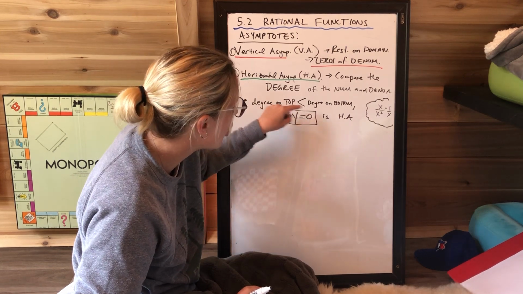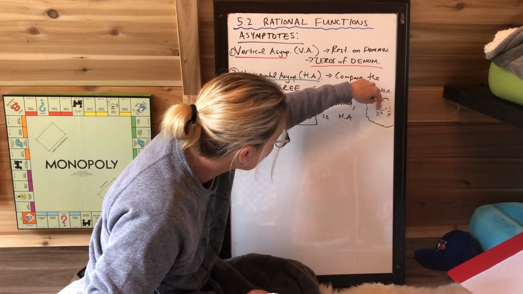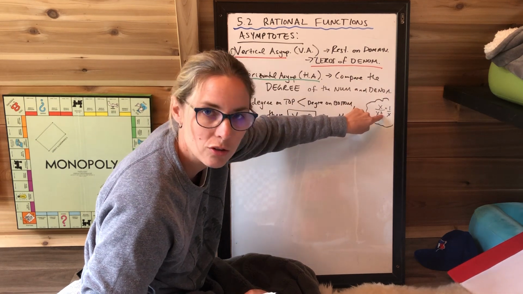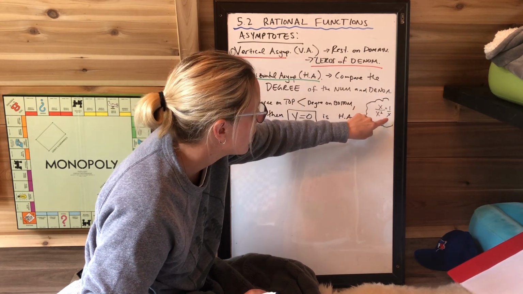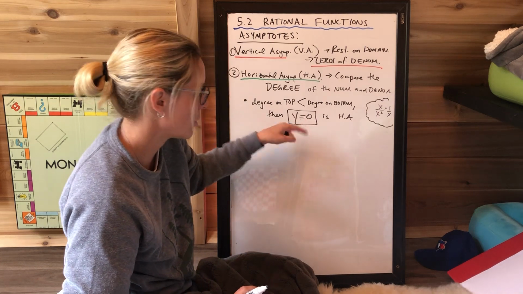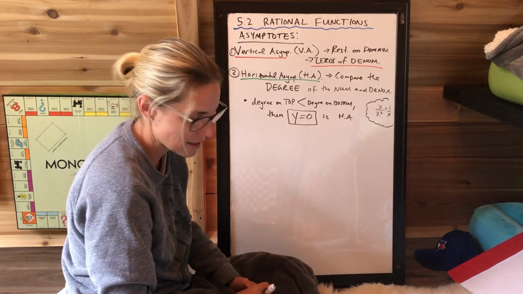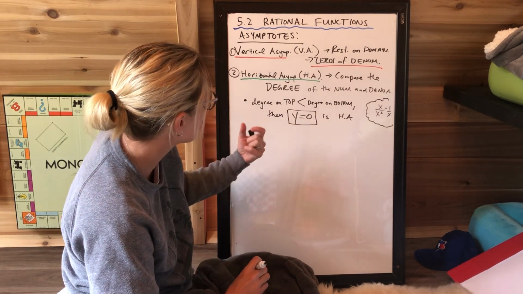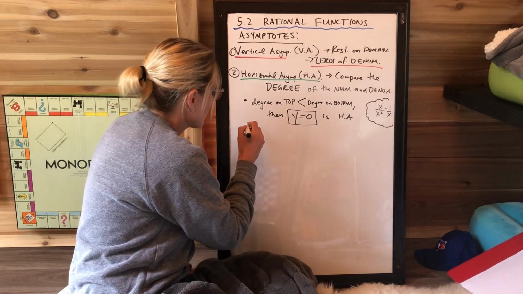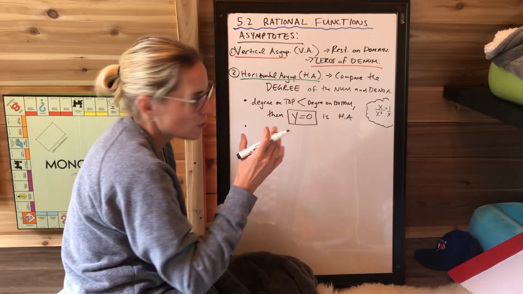If the degree on the top, so this is degree 1, is less than the degree on the bottom, which is degree 2, then this entire thing is going to approach 0. So we can write that as an asymptote. Okay, y equals 0 is the horizontal asymptote. So that's the first situation. Okay, there's only 3 situations.